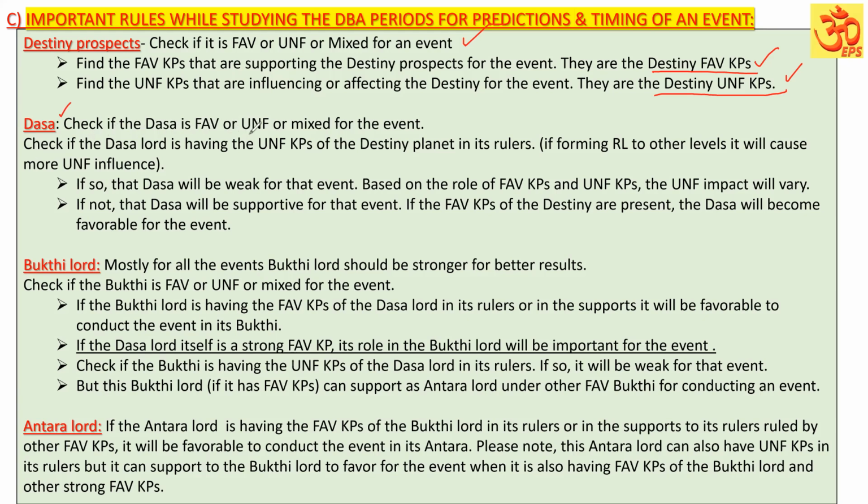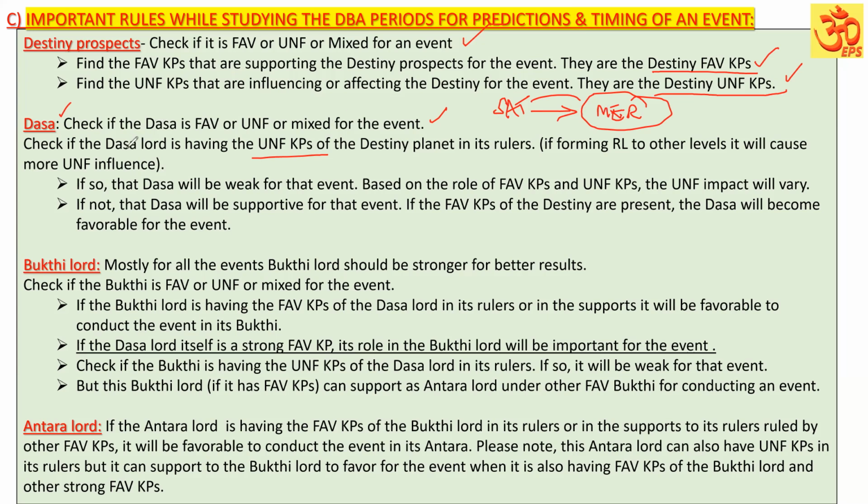Check if the dasa is favorable or unfavorable or mixed for an event. While studying all level-wise, we have to check whether dasa is favorable or unfavorable or mixed for the event. Check if the dasa lord is having the unfavorable key planets of the destiny in its rulers. Suppose the destiny planet for a particular event is in the star of a planet or sub of a planet which is having unfavorable significations to the destiny. Suppose Mercury is an unfavorable key planet for the destiny planet. Suppose the destiny planet is Saturn. Saturn is in the star or sub of Mercury. That Mercury is an unfavorable key planet to Saturn.